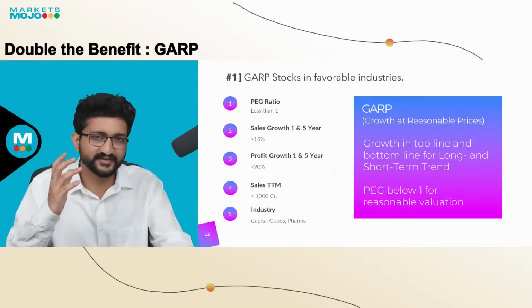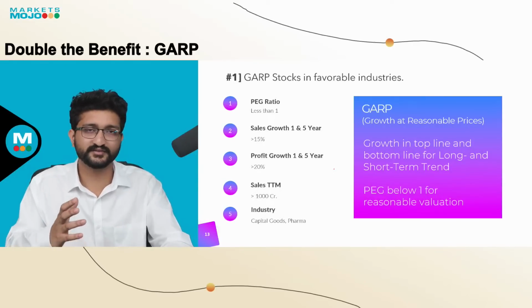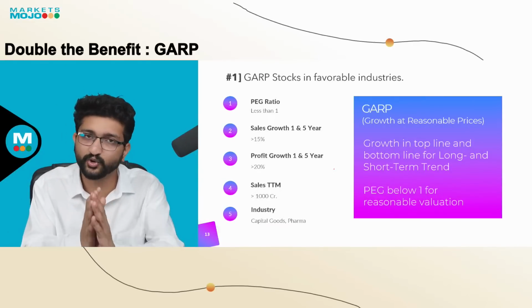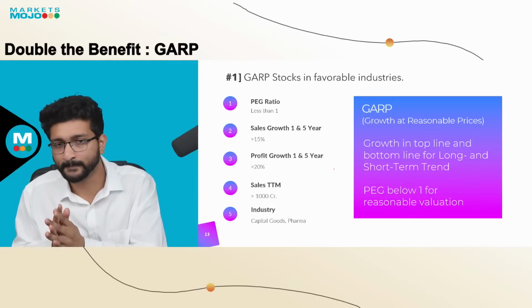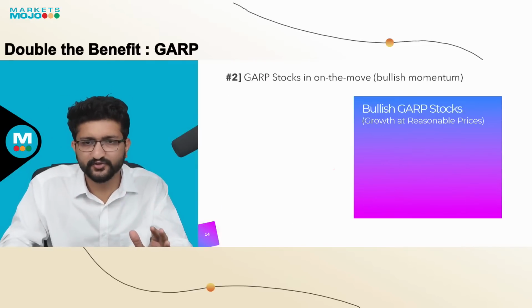Okay, so the reason I've selected these favorable industries is because when you look at growth, don't simply look at past growth. That growth should continue. This was the first screen. Now let's look at the second one.